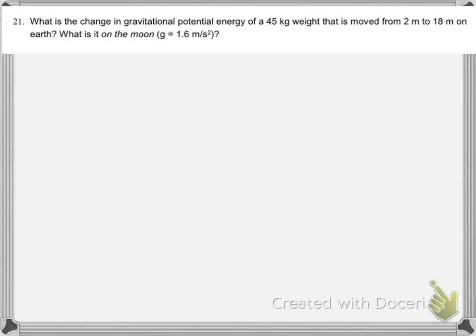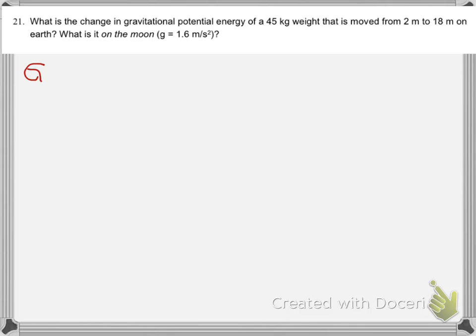Number 21. What is the change in gravitational potential energy of a 45 kilogram weight that is moved from a 2 meter to 18 meters on Earth? What is it on the moon? 1.6 meters per second squared.